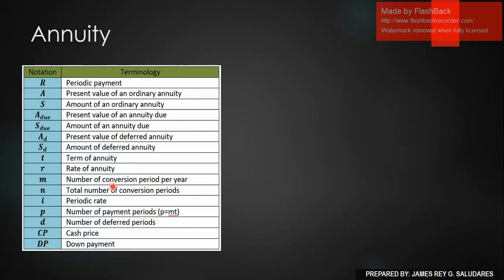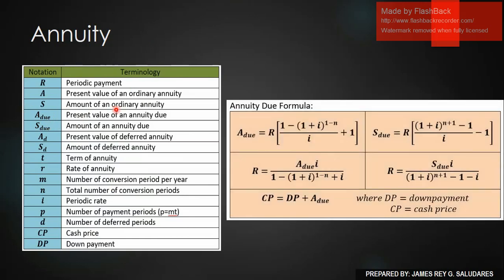Okay, so let's review the terms. This time, the A and S to be used should have the subscript due if the problem is annuity due. The other terms are similar. Based on the handouts given to you, the formulas for annuity due are the following. We have the present value, the future value, and the periodic payment.